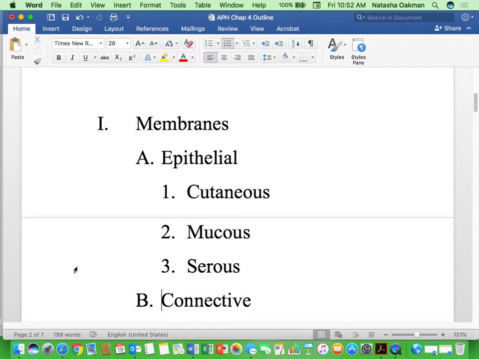They contain soft areolar connective tissue and no epithelial cells. These membranes are found in the joints, especially the highly movable joints. And we'll talk about those.